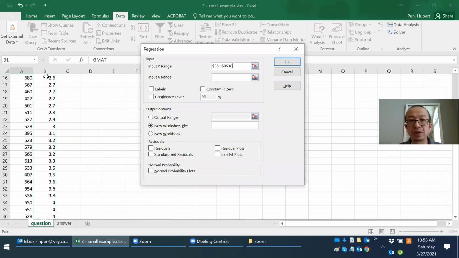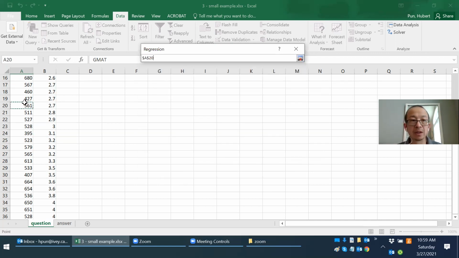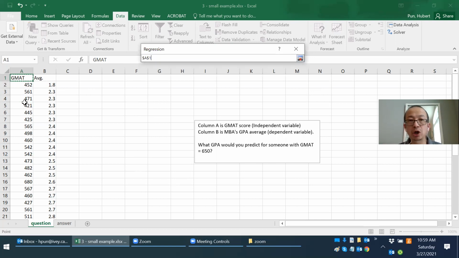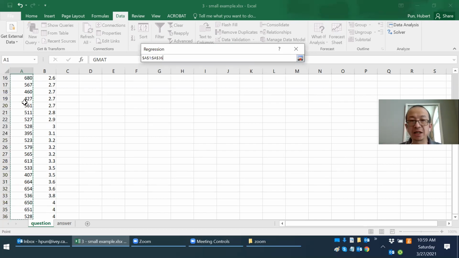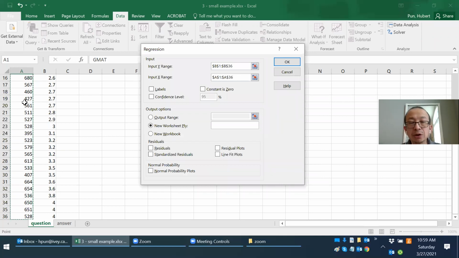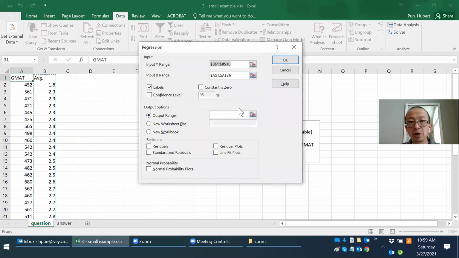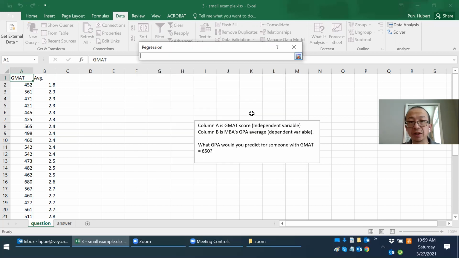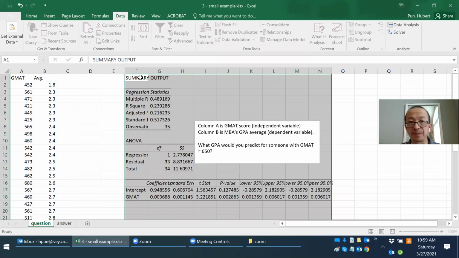Input X Range denotes the independent variable, the one that you have the data for. So you click on here, and then you select A1, Control Shift Down, and then click Enter. The first row is a label, so make sure that you click on Labels. And then let's say we would like to output the range. So click Output Range, click here, and let's say the output range would be in F1. So you click on F1 and then click OK and OK.